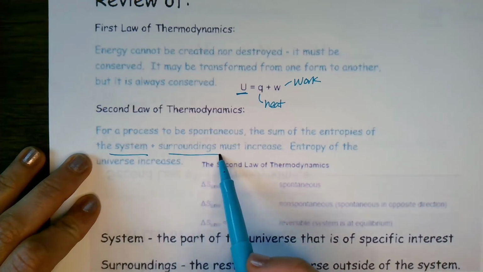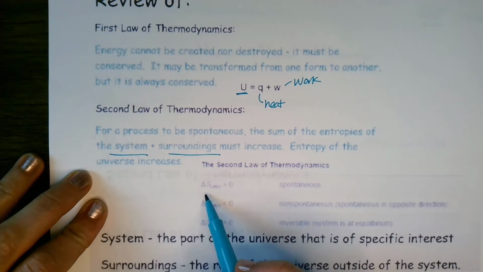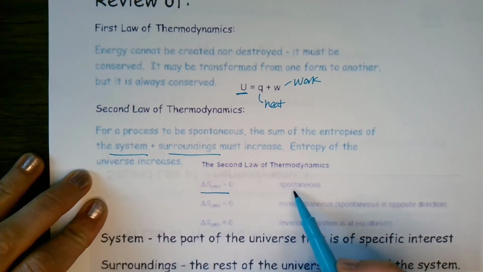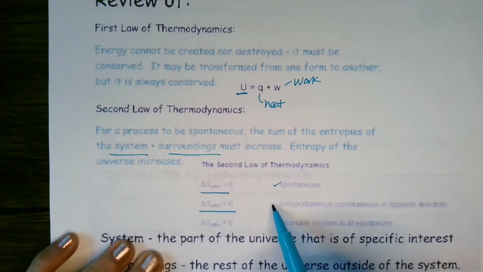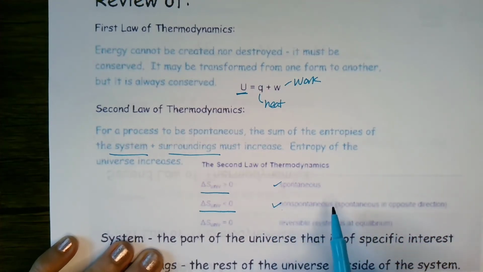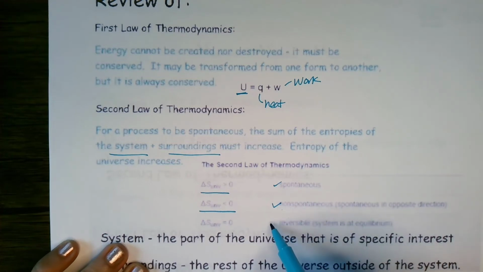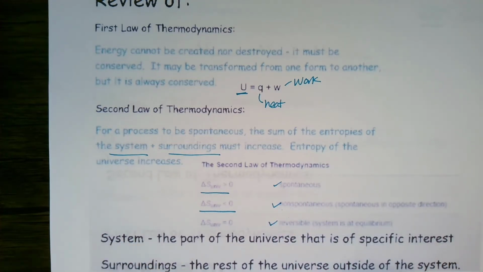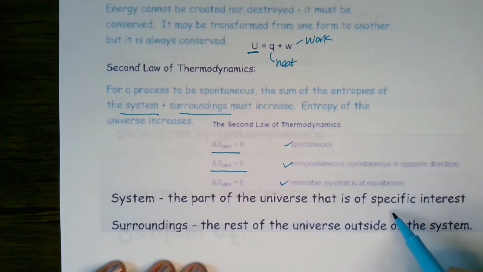And the second law of thermodynamics: for a process to be spontaneous, the sum of the entropies of the system and the surroundings must increase. So the entropy of the universe increases. If it is greater than 0, then we have a spontaneous reaction. If the entropy of the universe is less than 0, it is non-spontaneous. It's spontaneous in the opposite direction, but in the forward direction, non-spontaneous. And if the delta S of the universe is equal to 0, then it's reversible, and our system is at equilibrium. And we're going to be spending the next couple chapters talking about equilibrium.